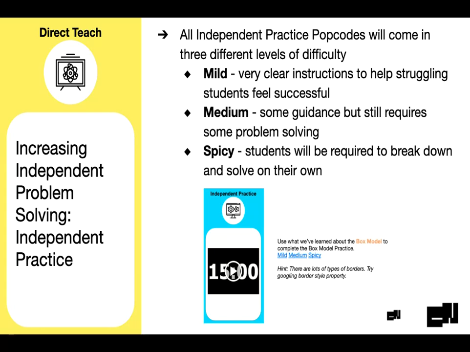Medium still has some guidance in its starter code and directions, but will require some problem solving from students. And the spicy level, students will be required to break down and solve problems on their own. We suggest that all students start in the medium level, and it's up to program managers, volunteers, and school liaisons to decide which students should be told to click the mild link and which students will be told to click the spicy link.